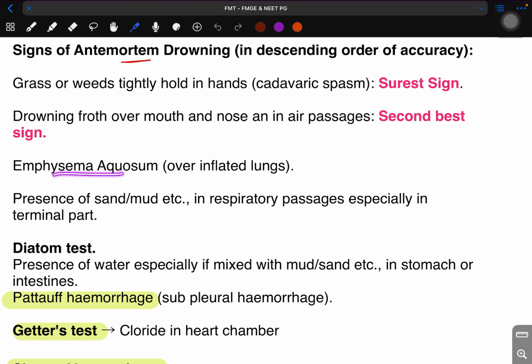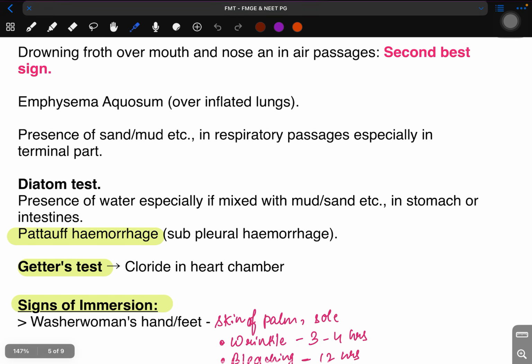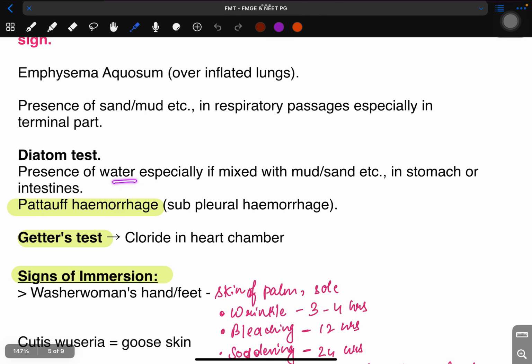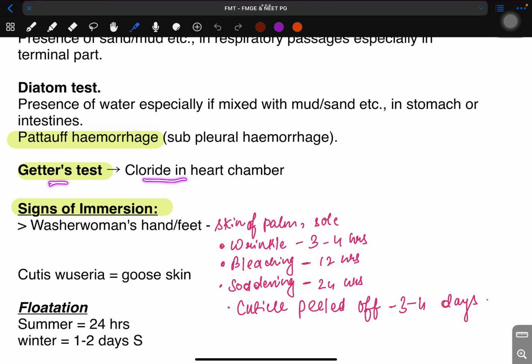What is emphysema aquosum? This term means overinflated lungs. Now, if we find presence of sand or mud, etc. in the respiratory passages, especially in the terminal part, then it also means drowning death. What is the diatom test? We will find presence of diatoms. There will be presence of water, especially mixed with sand or mud, in the stomach or intestine. What is Paltauf hemorrhage? It is subpleural hemorrhage. Pleura is the membrane surrounding the lungs. What is Gettler's test? We will find chloride in the heart chamber.